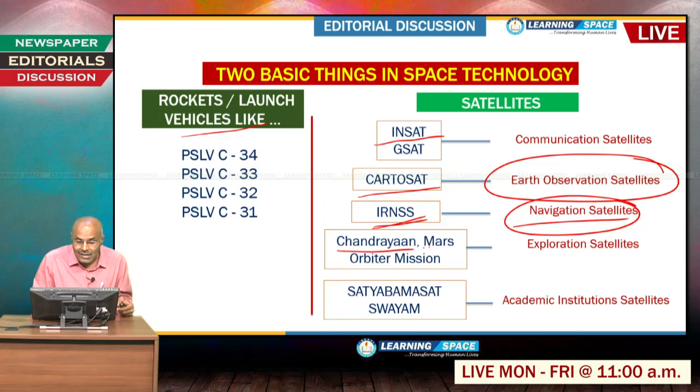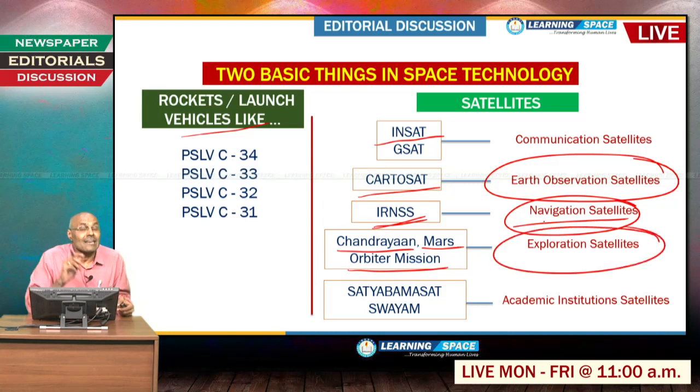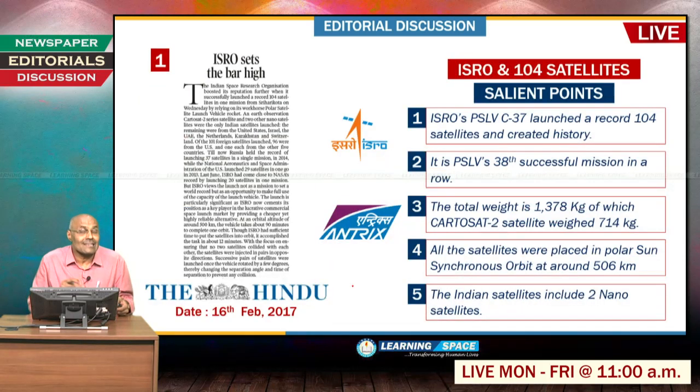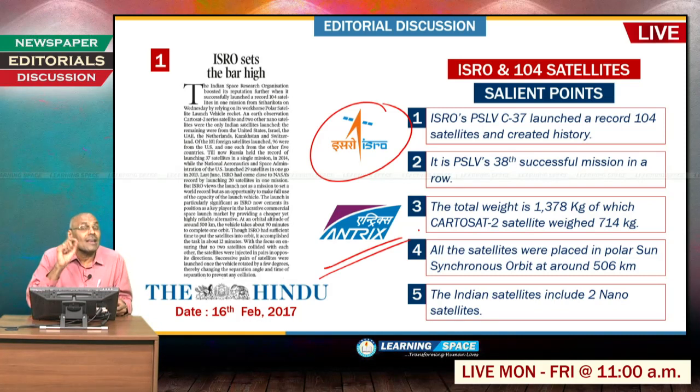And this is Chandrayaan, then Mars orbiter mission, these are exploration satellites for exploring moon or Mars like objects, or you can say the other planets. Exploration is through exploration satellites, and education satellites like Satyabhama Sat and Swayam. So, these are various types of satellites. Let us come back to the present discussion. ISRO, all of you are familiar with ISRO, and Antrix is a commercial arm of ISRO.